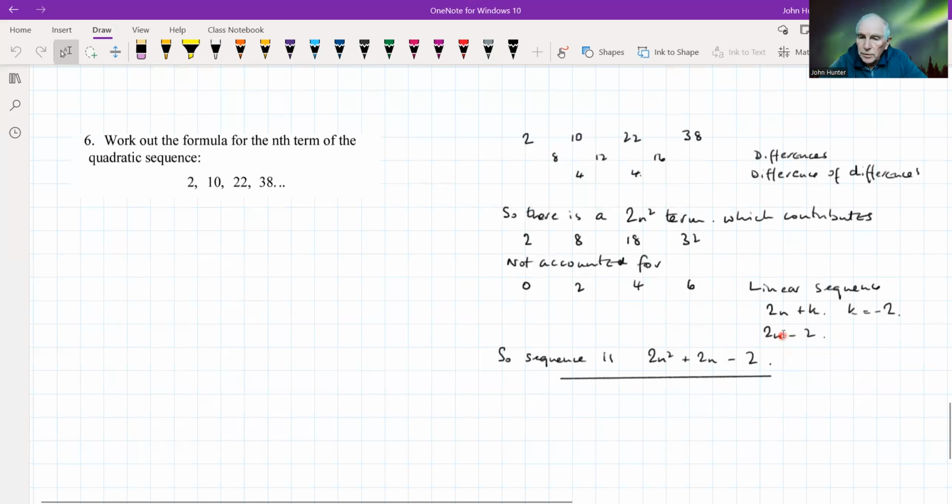So therefore we know that the quadratic part is this, the linear part is this. We can glue them back together and we get 2n squared plus 2n minus 2. And were we to stick 4 into that expression for the n, then we would certainly find that that equals 38. So that's basically how we unpick these quadratic sequences: find out what the n squared term is, strip it out of the sequence, and that just leaves you with a linear sequence.